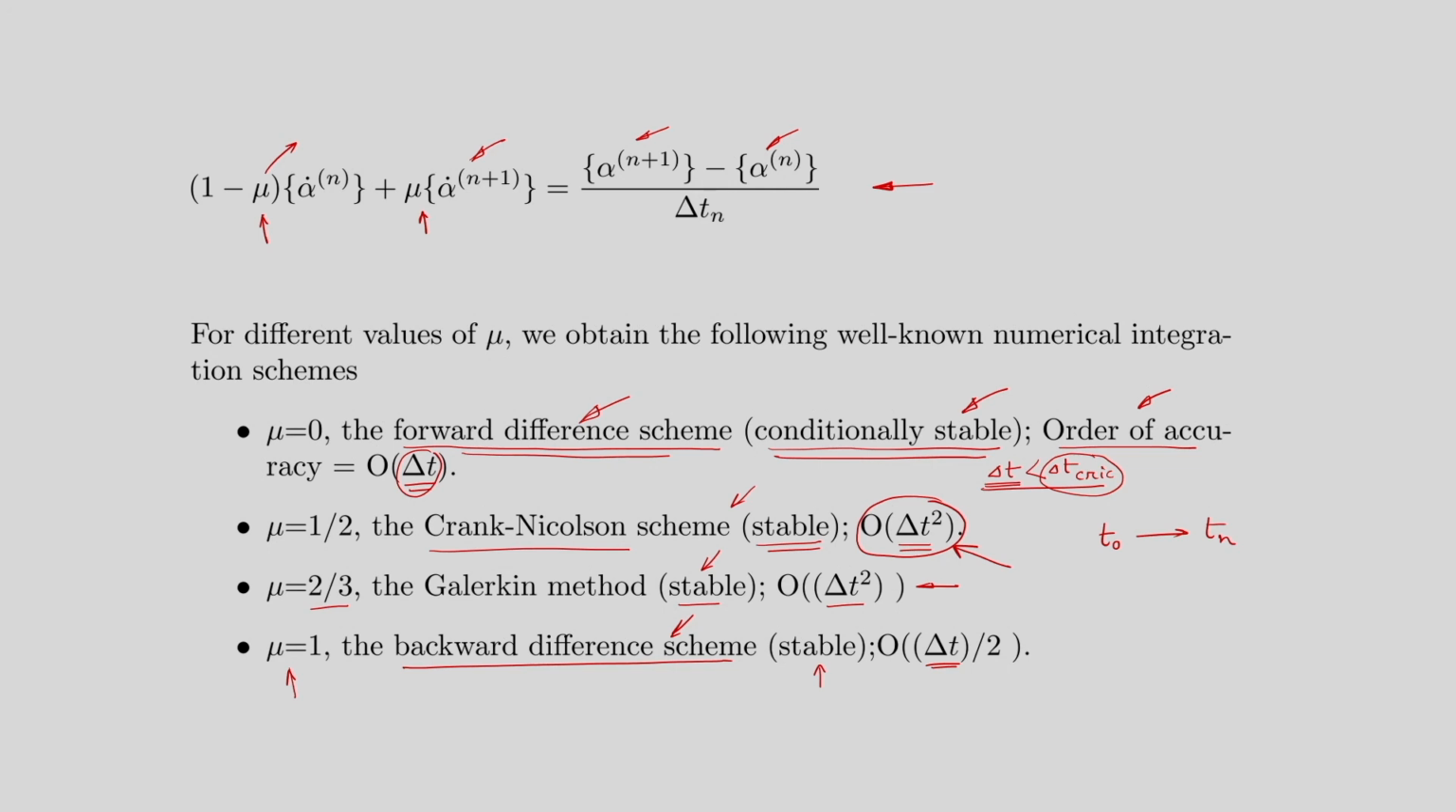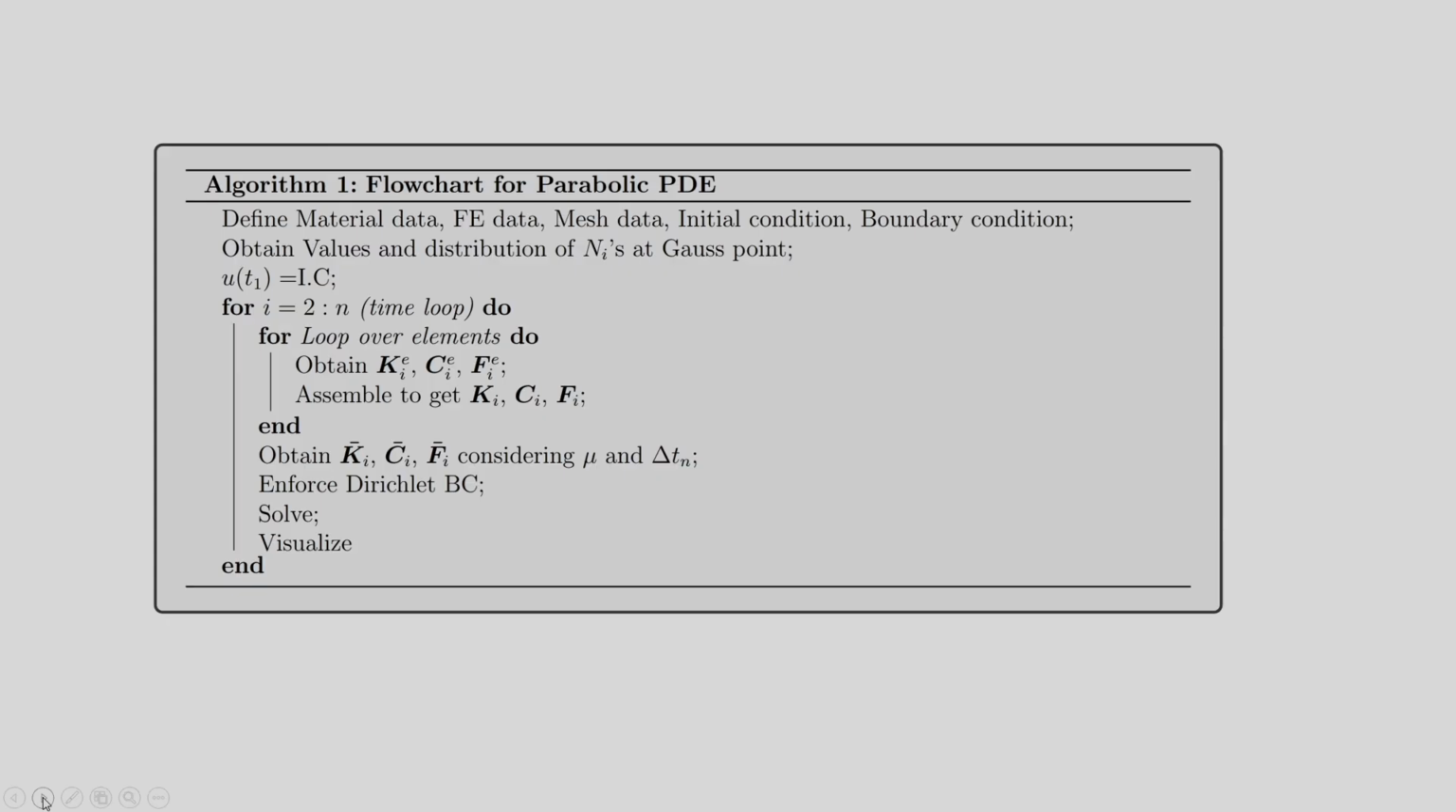So, if your numerical scheme is stable, it means you can take larger delta t, but the delta t is governed by the accuracy. Alright. And conditionally stable means you cannot go beyond a certain delta t, okay, otherwise your approximate solution will become unbounded. Alright.